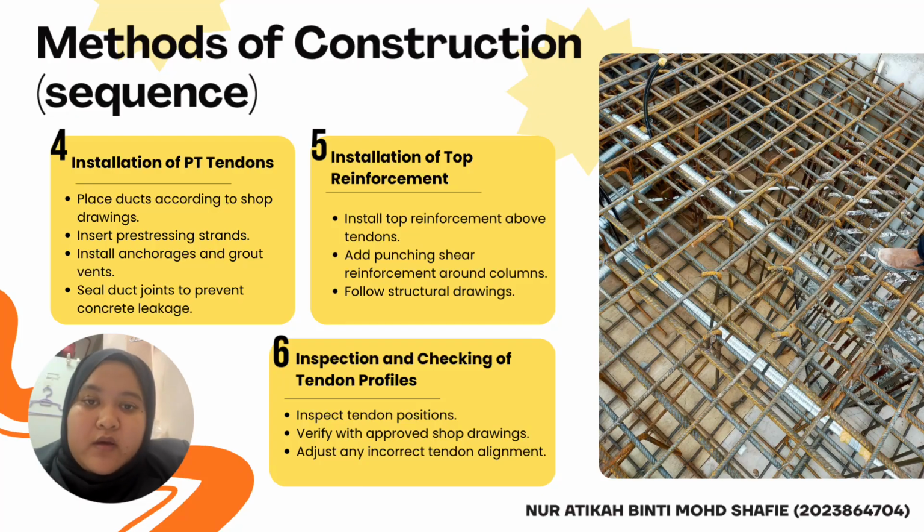For number 5, we have installation of top reinforcement. Install top reinforcement above tendons. Add punching shear reinforcement around columns. Follow structural drawings. Number 6, we must do inspection and checking of tendon profiles. We have to inspect tendon position, verify with approved shop drawings, and adjust any incorrect tendon alignment.